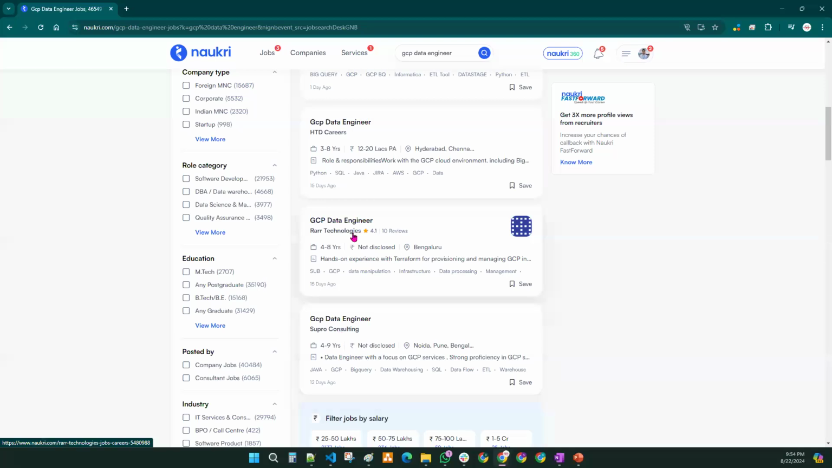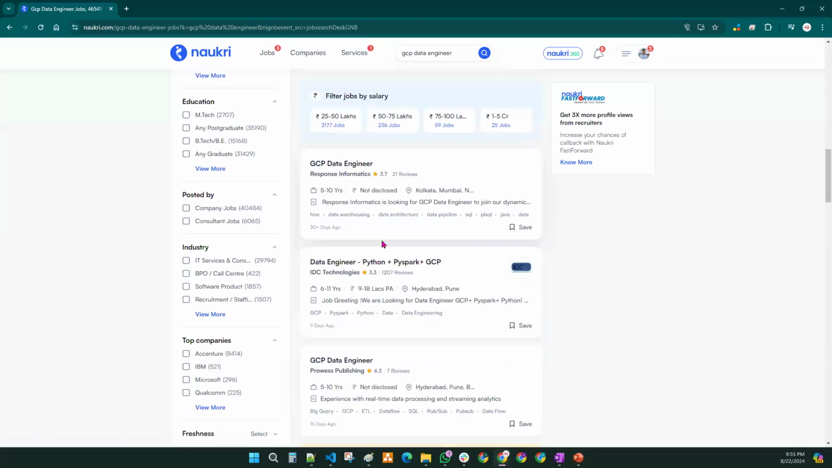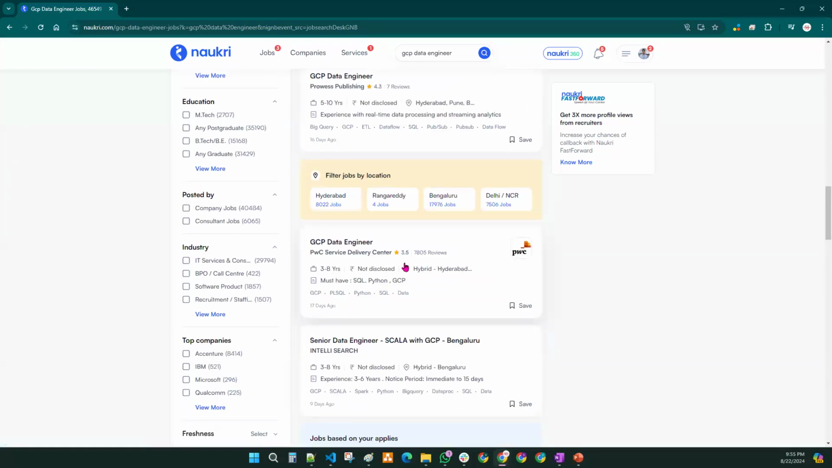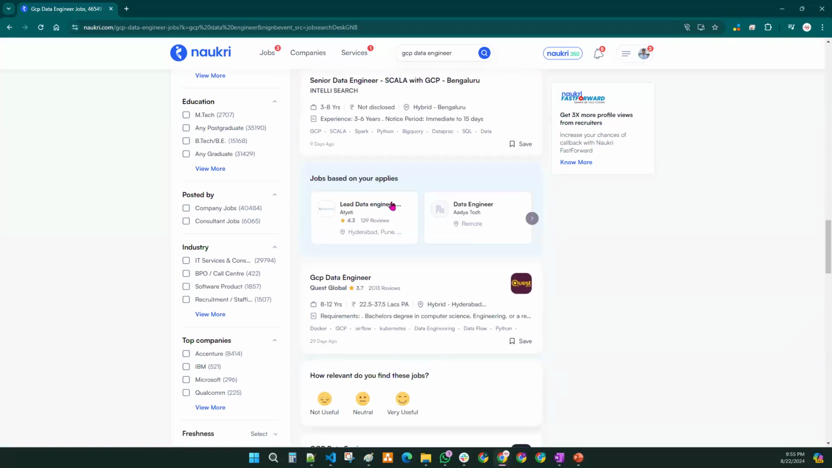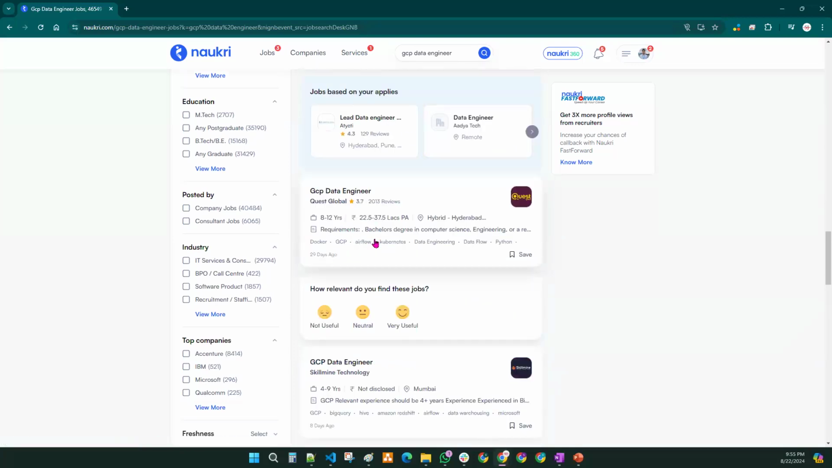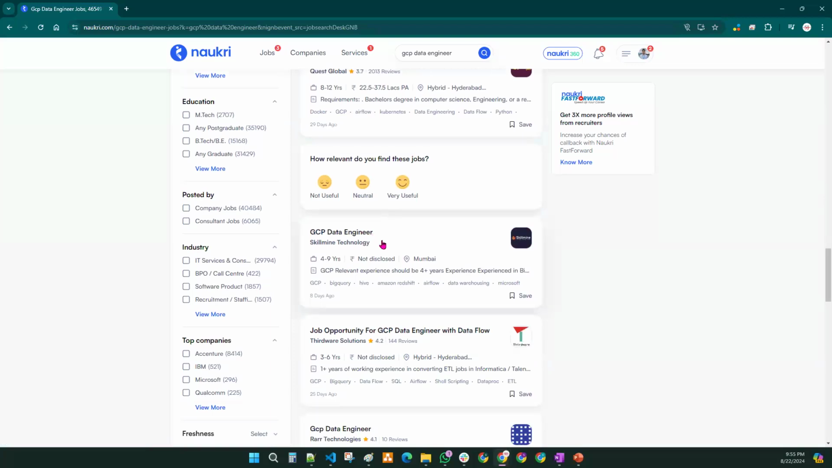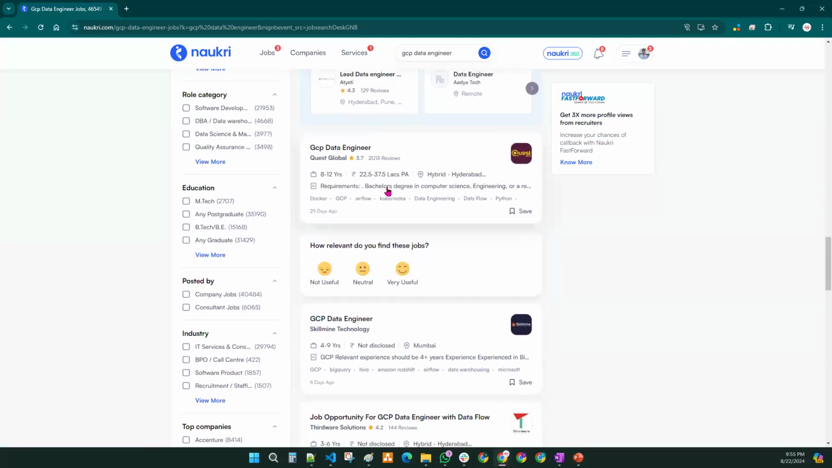HTC, Supro company, rare companies we haven't even heard of. So IDC, PowerS, PwC. PwC is one of the big companies. And Quest Global, I have worked there. This is my first company. They are looking for people having 8 years of experience. They mention 8 years, but they recruit you if you have the knowledge, and if you have 5 years also, they will recruit you. That's not a problem. They just mention it like that.